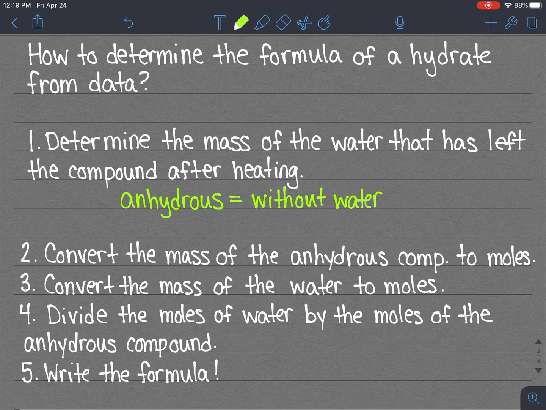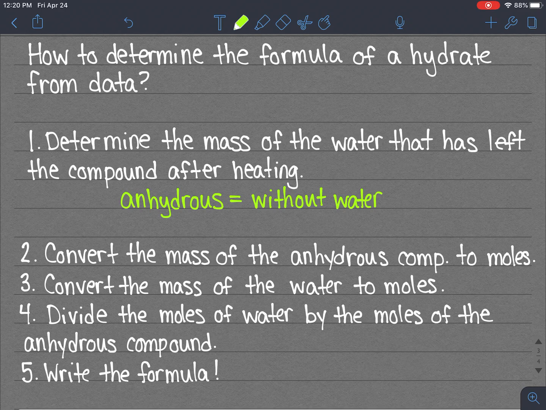Number one, the very first step is to determine the mass of water that has left the compound after you've heated it. In a laboratory setting, you would take a known mass of the hydrated compound, place it on a watch glass, set that up over a Bunsen burner, and gently heat and reheat until you were confident that the water had all been released from the molecule. Then you would subtract the ending mass from the starting mass. The ending compound, the one that has changed its color, the one that has lost the water, is called the anhydrous salt, so the salt that does not have water. It's pretty simple math. We're just going to take the starting mass minus the anhydrous mass, and that gives us how much water was in the original compound.